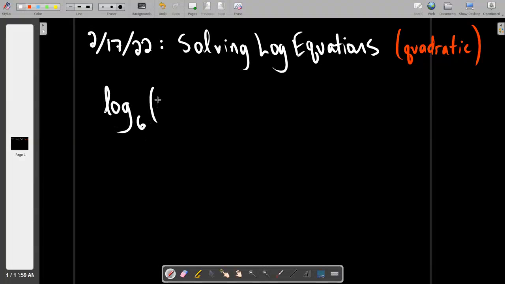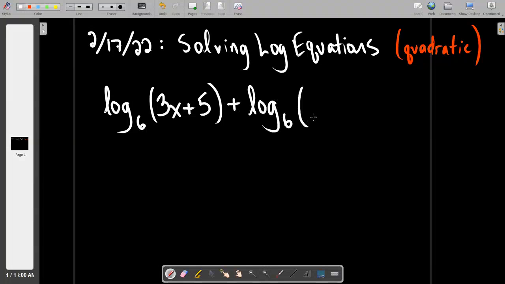So we have log base 6 of 3x plus 5 plus log base 6 of 3x minus 4 equals 2. I'm glad we did what we did yesterday before today, because it really laid the groundwork for what this first step is going to be. Just like last night's assignment, what do we have to do? Starts with a C. We have to condense.